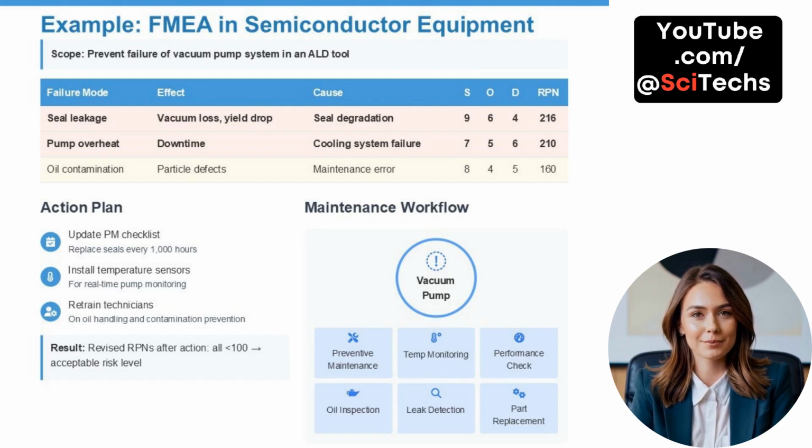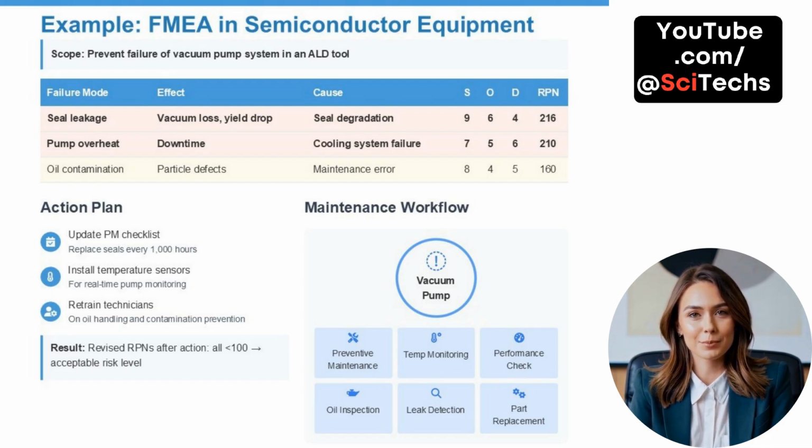Example: FMEA in semiconductor equipment. Let's look at an FMEA example from semiconductor manufacturing, specifically targeting a vacuum pump system in an atomic layer deposition, or ALD tool. The scope is to prevent vacuum pump failure, a critical system for process integrity. The action plan includes multiple steps.